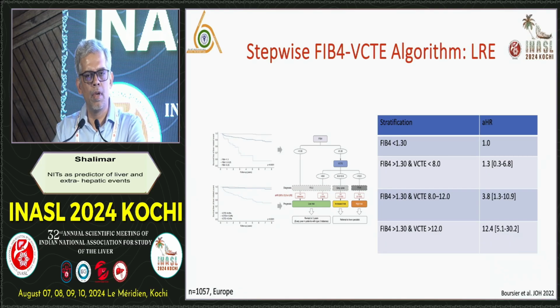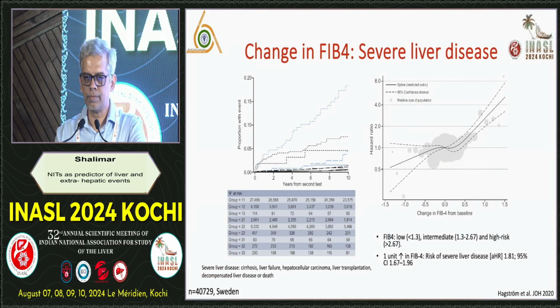So far what we have seen is the single time prediction of baseline non-invasive tests in predicting outcome. How about a combination of these tests? This study showed a combination of FIB4 and VCTE algorithm for predicting liver-related events, and it showed that individuals having a FIB4 more than 1.3 and a VCTE more than 12 are at the highest risk for developing liver-related events.